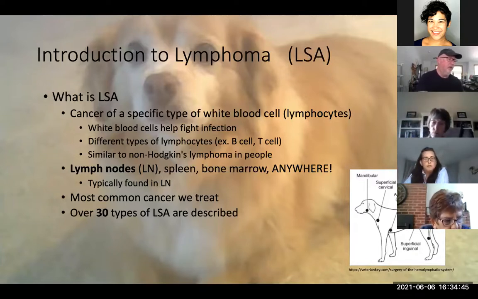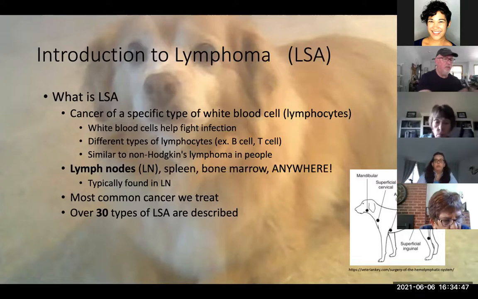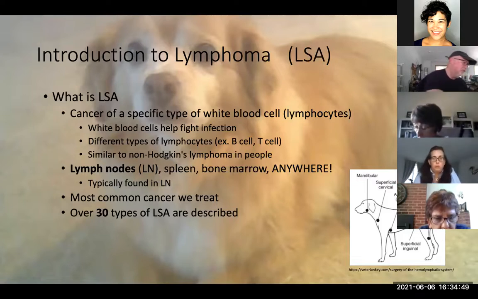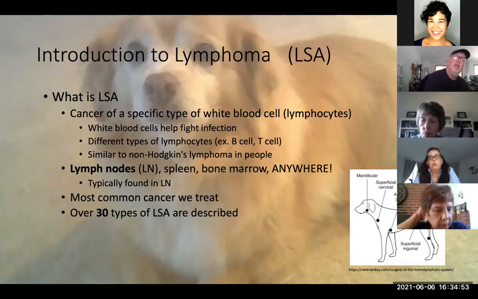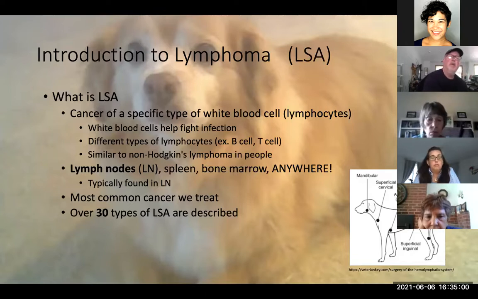So what is lymphoma? Well, lymphoma, first of all, is the most common tumor that I have ever treated. And I've been doing oncology for over a decade now. And it is absolutely the most common one we see, and is fortunately one of the cancers that is most responsive to chemotherapy. And so lymphoma is a cancer of a specific type of white blood cell, lymphocytes.